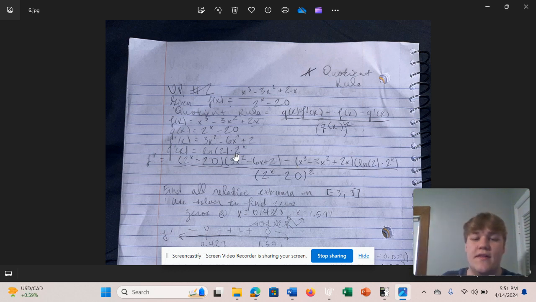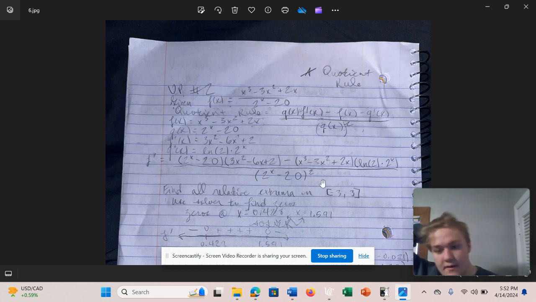So looking at this, we know that this is a quotient rule. Quotient rule is g f prime minus f g prime over g squared. So first thing I do is find f, g, f prime, and g prime, and then assemble them into this quotient rule formula. And we get 2 to the x minus 20, which is g, times 3x squared minus 6x plus 2, which is f prime, minus x cubed minus 3x squared plus 2x, which is f, and then times natural log of 2 times 2 to the x, which is g prime, all over g squared, which is 2 to the x minus 20 squared.